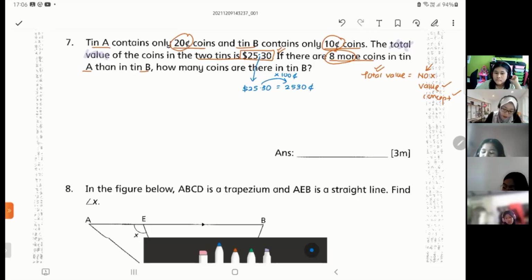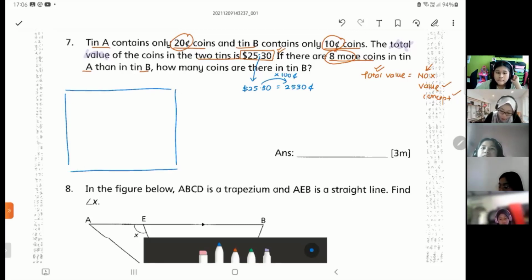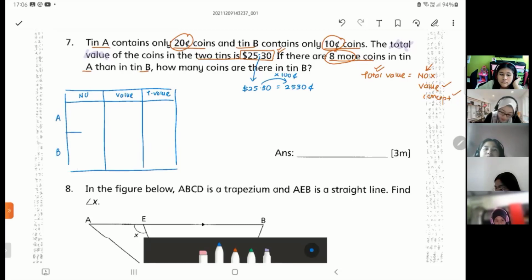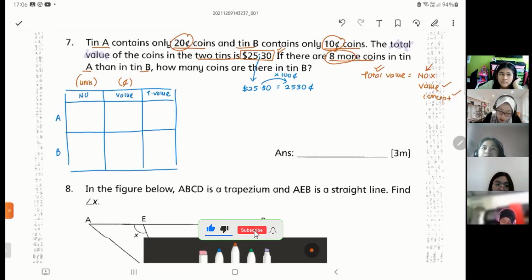Okay, how do we do that? We draw out the table. Cut it up into 3 columns: number, value, total value. Then tin A, tin B. Draw a line across. Here, number is referring to units. I'm going to represent them in units later. I'm going to show how. Value in this case is cents. Total value will be whatever I find across A and across B later on.